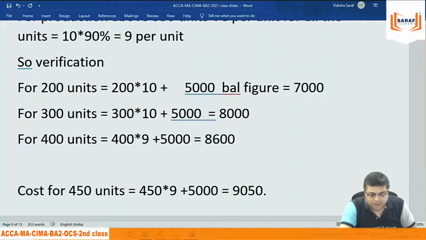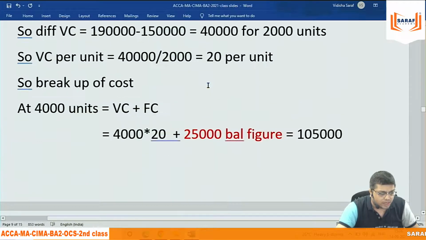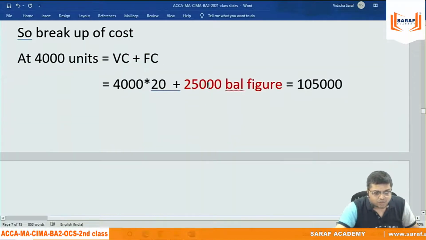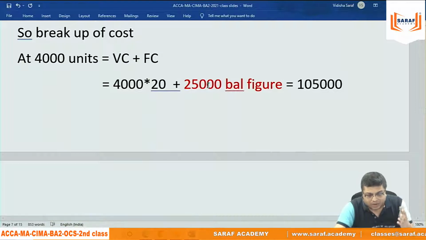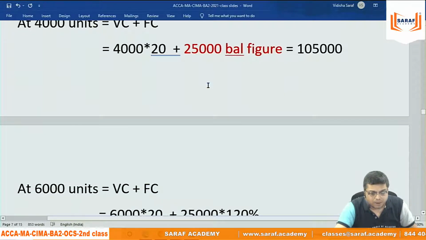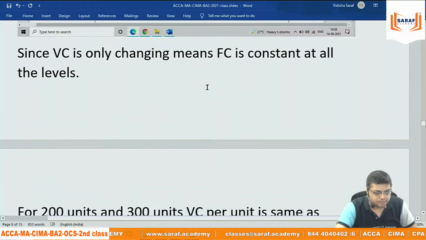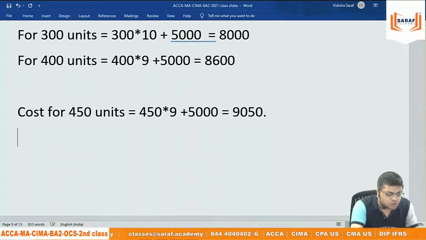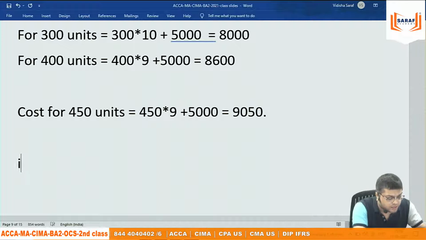In this question, variable cost beyond 350 units will be coming 9 per unit. Fixed is 5000. In the previous question, variable cost per unit will be 20 only. It will not change. But the fixed cost will be 5000 for 1 to 5000, then plus 20% for 5000 to 10,000, then 10,000 to 15,000 plus 20% and so on. If there is a question where both variable cost and fixed cost are changing.